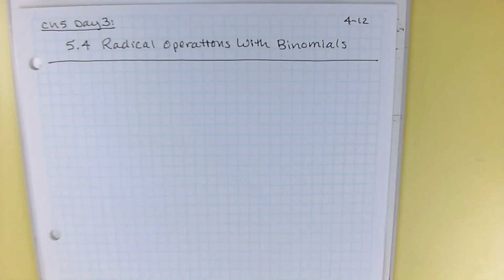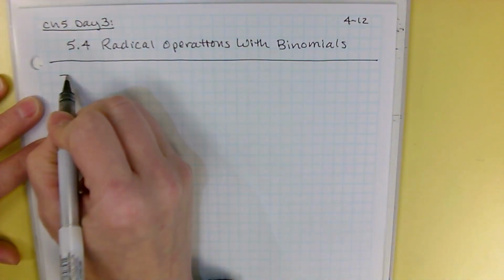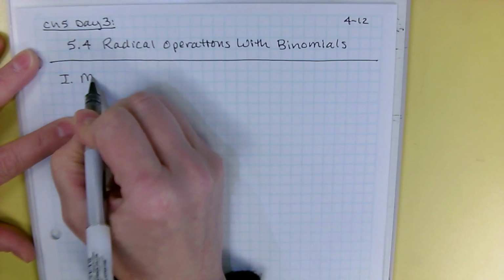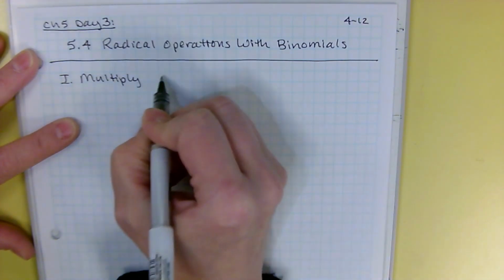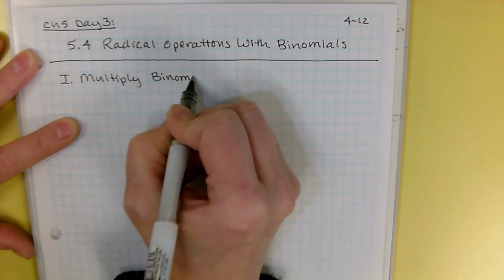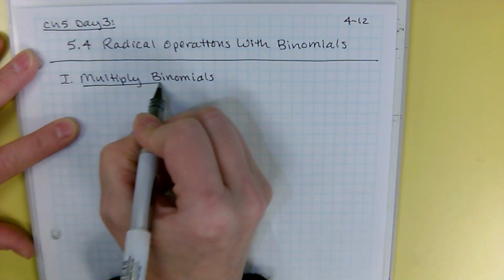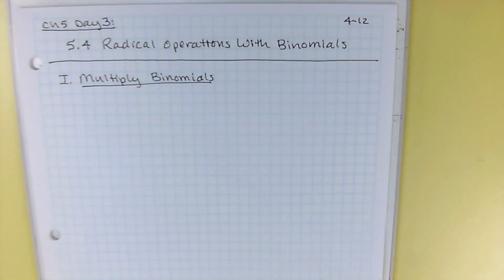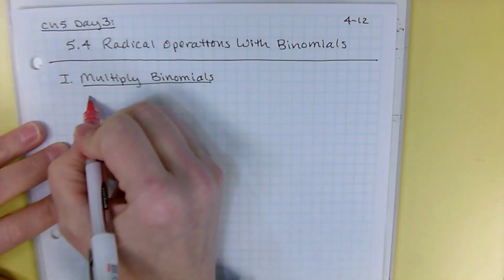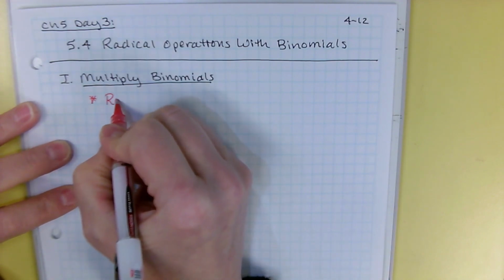Okay, all right. So this is chapter 5, day 3, section 5.4, radical operations with binomials. The first skill we're going to do is how to multiply binomials. The good news is multiplying binomials with radicals is a lot like multiplying regular binomials, like x plus 2 times x plus 3. It's actually the same exact process. The only caveat with binomials with radicals is the roots must match.